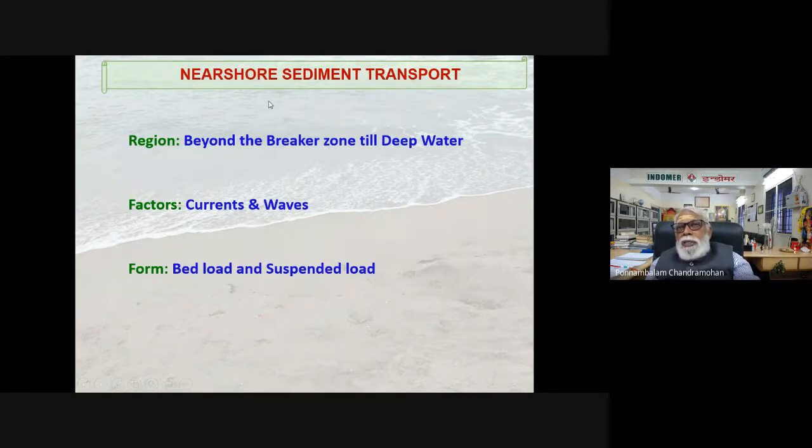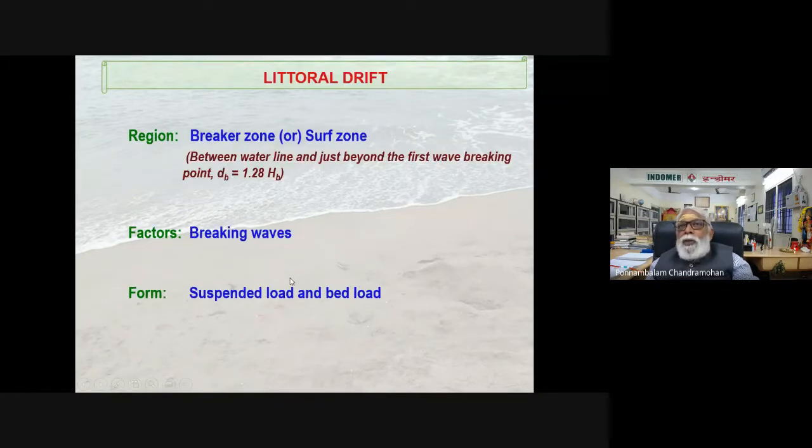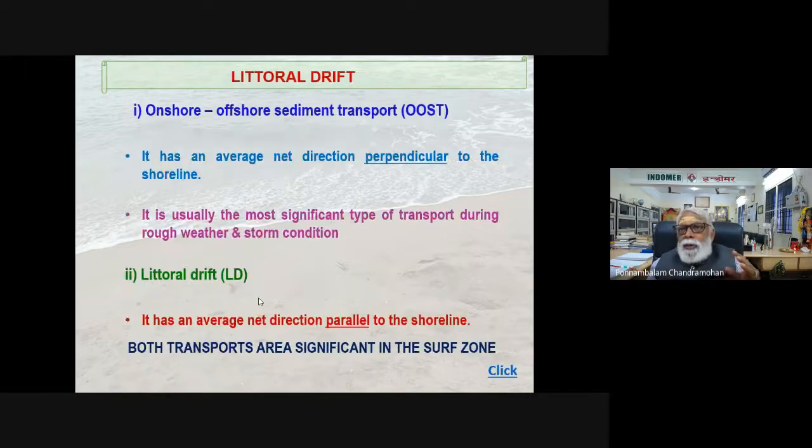The factors causing the near shore sediment transport are currents and waves. They move in the form of bed load and suspended load. Bed load will be much higher than suspended load. When you come to littoral drift, it is confined only to the wave breaking zone, which we call the surf zone. The reason for littoral drift is the waves breaking in the near shore. It also goes in the form of suspended load and bed load, and here the suspended load will have a much higher concentration than the bed load.